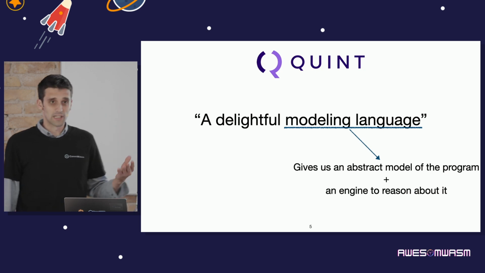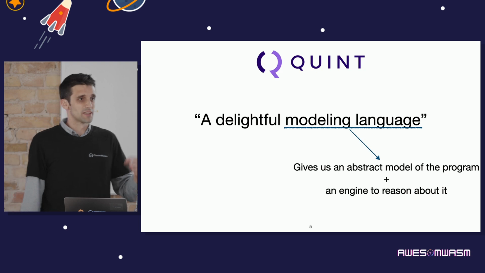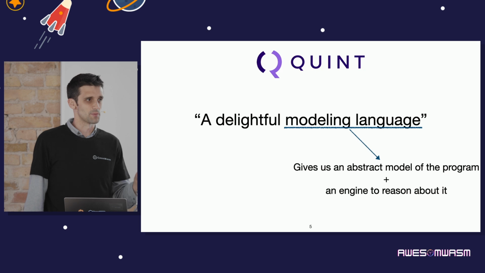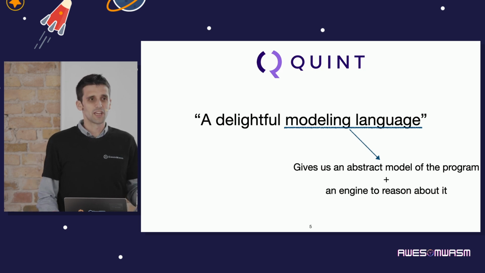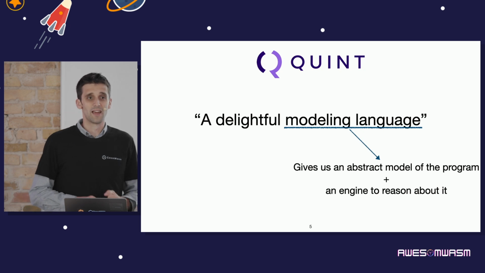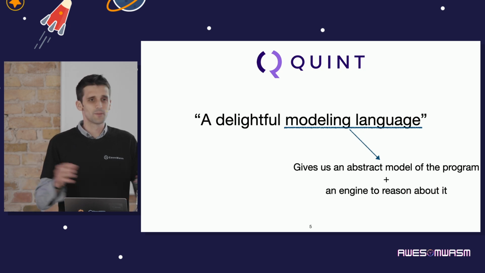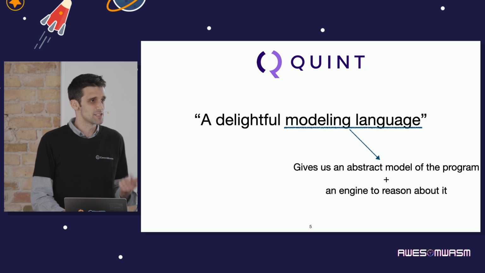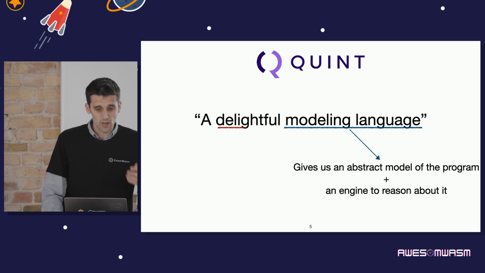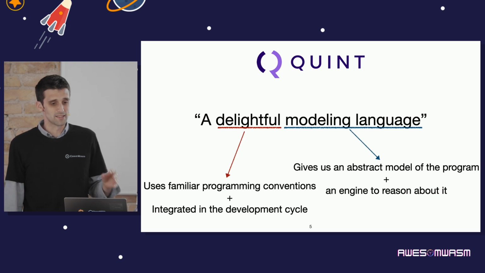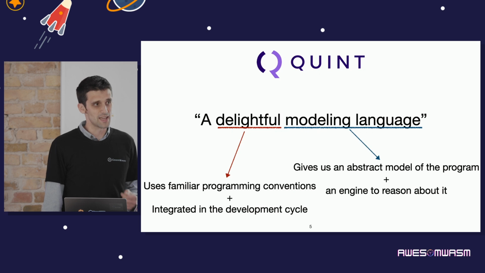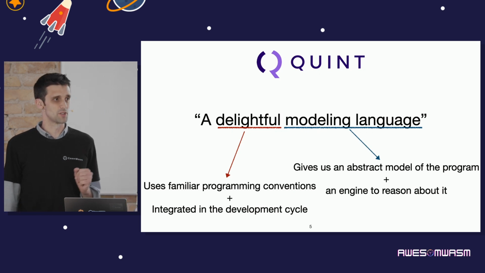There were modeling languages before Quint, of course, but because formal methods was a fringe discipline for a long time, they do not cater to general developers, but rather to formal methods experts. That's why they look like a big mathematical formula. They are not really easy to use, and they're not integrated into the development process. That's why our goal with Quint was always to make it a delight to use: first, to use familiar programming conventions, and then to have it integrated in the development cycle.